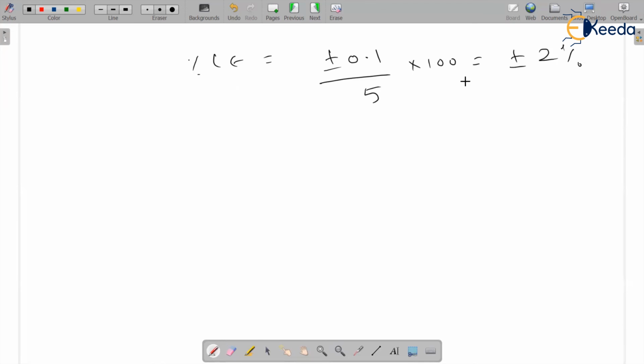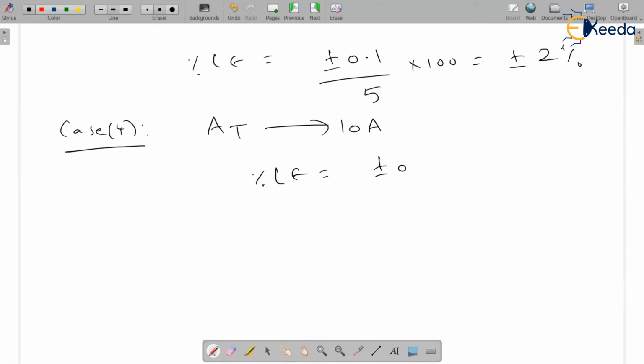which gives plus or minus 2%. And in case 4, I'm going with a true value of 10. So percentage limiting error is equal to plus or minus 0.1 by 10 into 100. So this will give rise to plus or minus 1%.